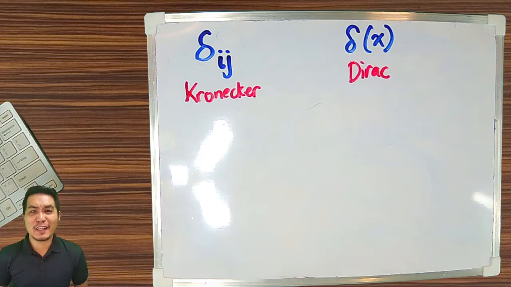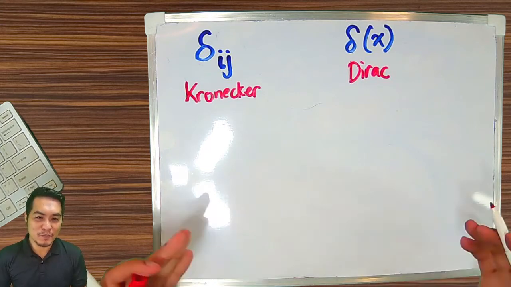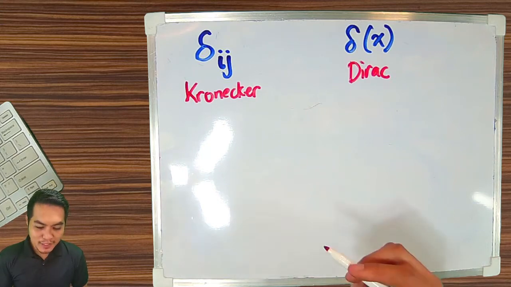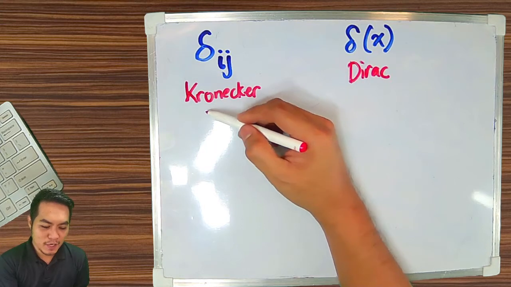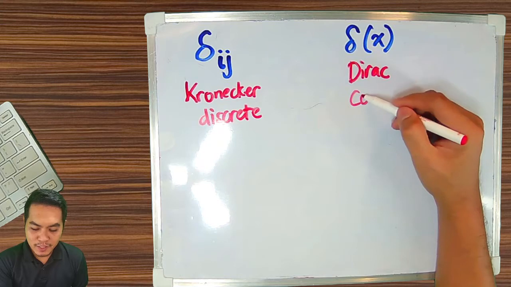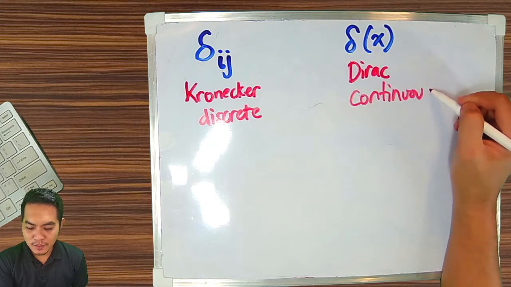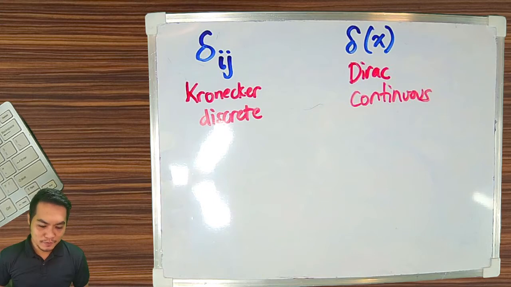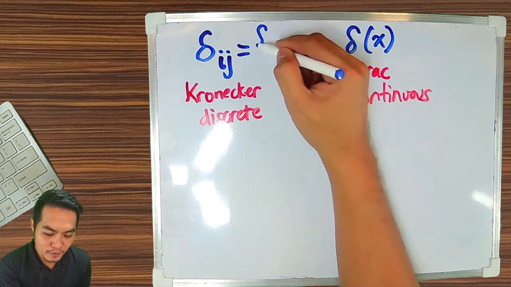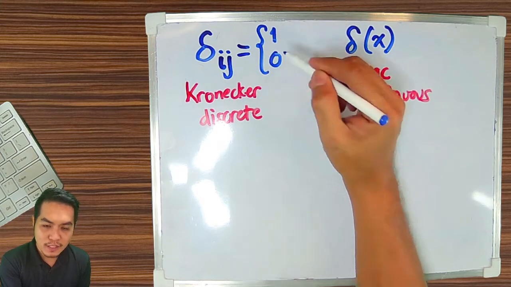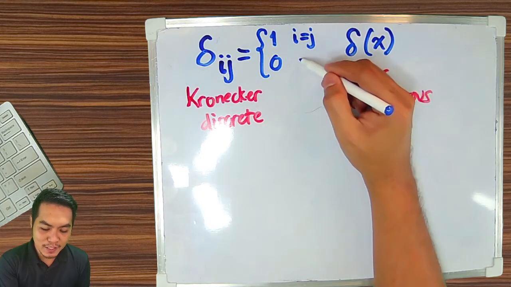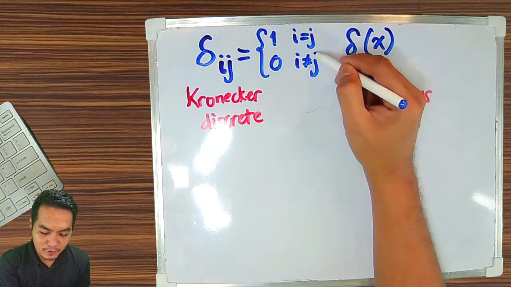There are still other types of delta functions, but we'll just focus on these two, the Kronecker delta and the Dirac delta. The Kronecker delta usually appears if you have a discrete distribution, and the Dirac delta appears when you have a continuous distribution. The Kronecker delta function has a value of 1 if i is equal to j, and 0 if i is not equal to j.